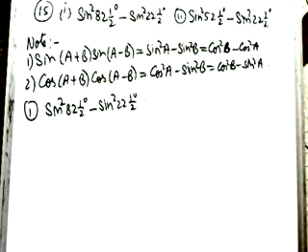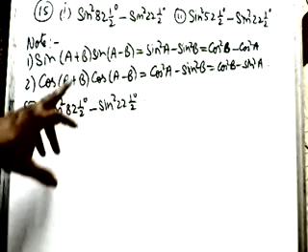Now see, there are 2 questions on the board: sine square 82.5 degrees minus sine square 22.5 degrees, and sine square 52.5 degrees minus sine square 22.5 degrees. So let me do the first question. Okay, you try the second question.